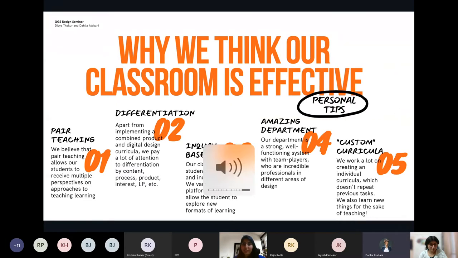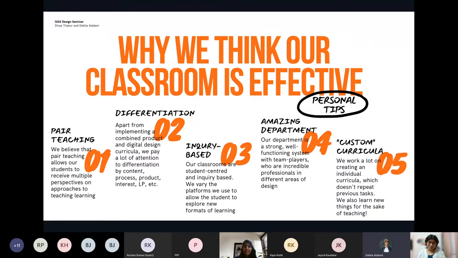Right, so Ms. Divya, sorry, I lost you for a second. Some of our personal tips are, first of all, of course, we are pair teaching. The way Ms. Divya and I are conducting the seminar is pretty much the way we conduct our classes. If your school has the resources for pair teaching, this can be a really good initiative to look into.